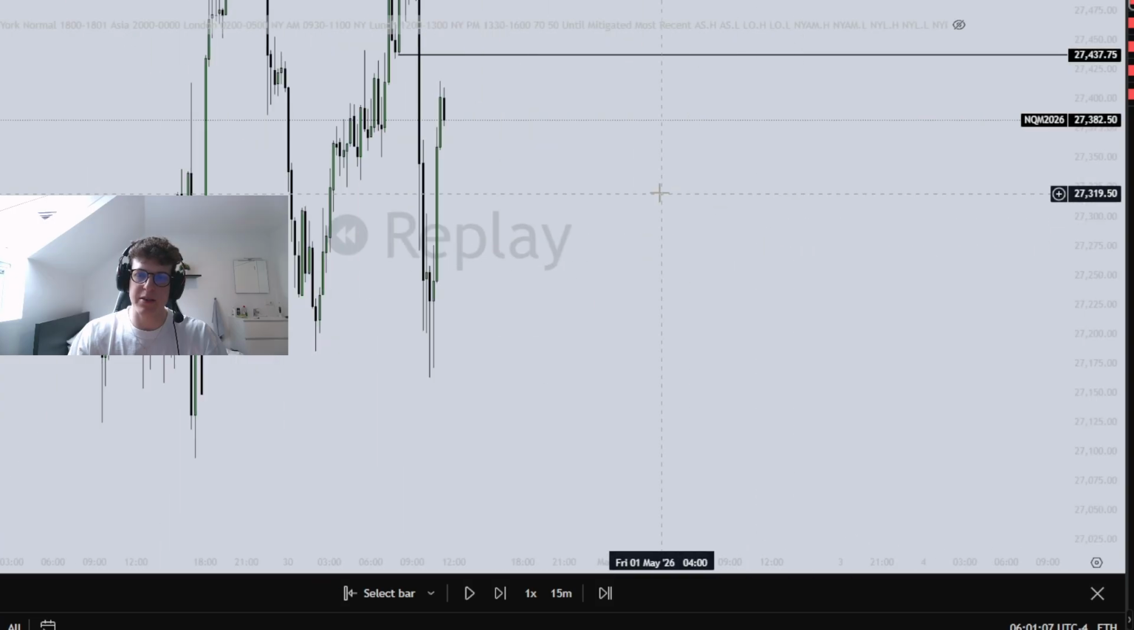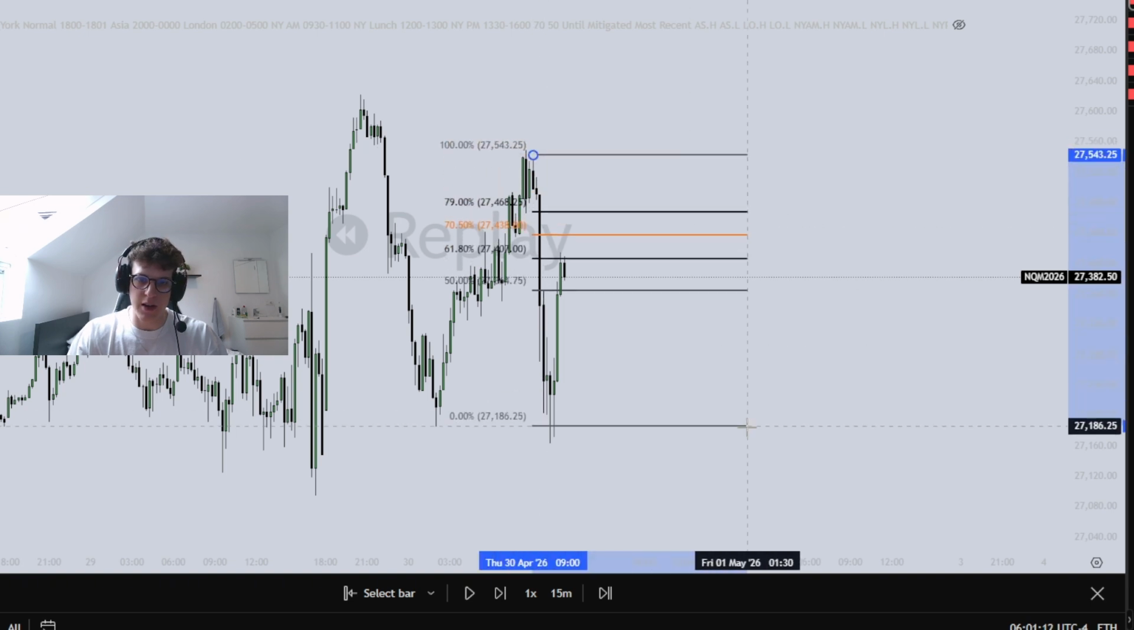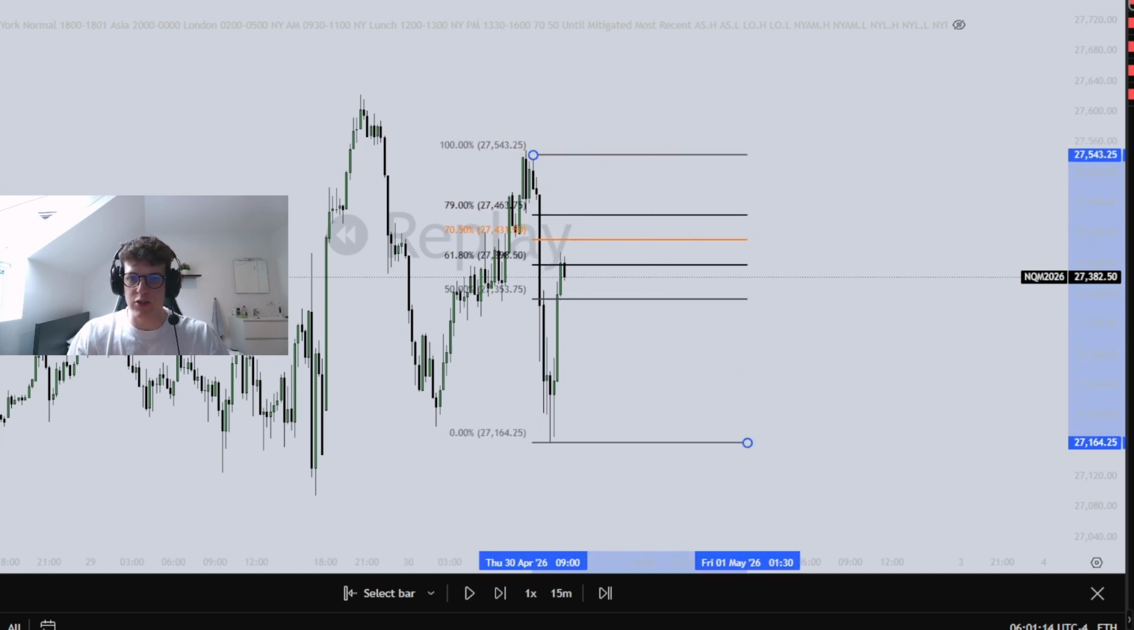Wow, that's laggy, bro. That's crazy. Okay, and rebalance the flipping range. Look at that range. Boom. Beautifully rebalanced into the CE.